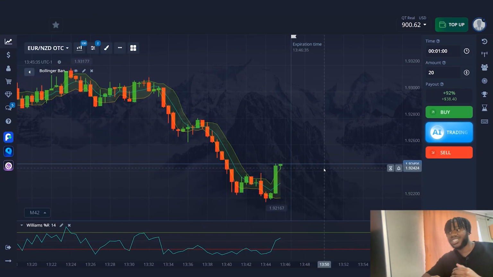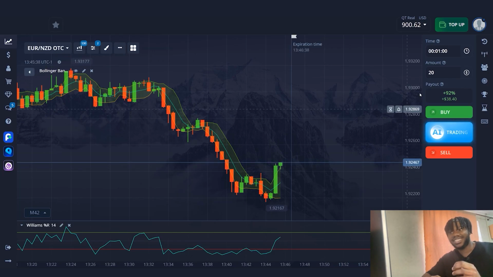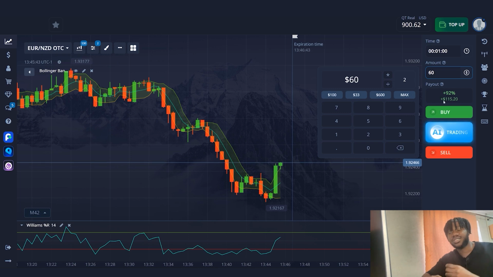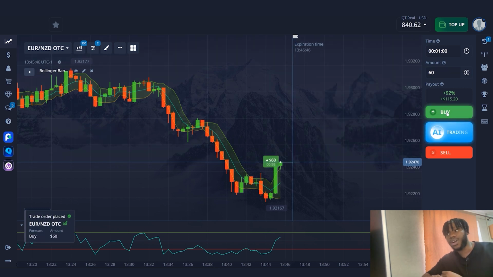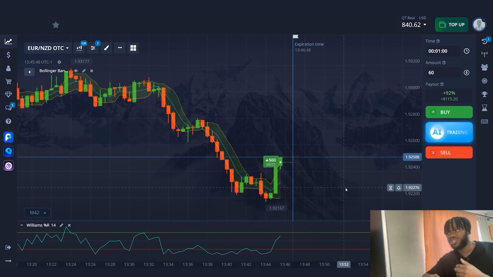I found the situation and it's suitable for opening a trade. Let's do it. The trade time will be 1 minute. I'll start with an amount of $60. My forecast is that the price is going to rise. I press the green button to open a trade.